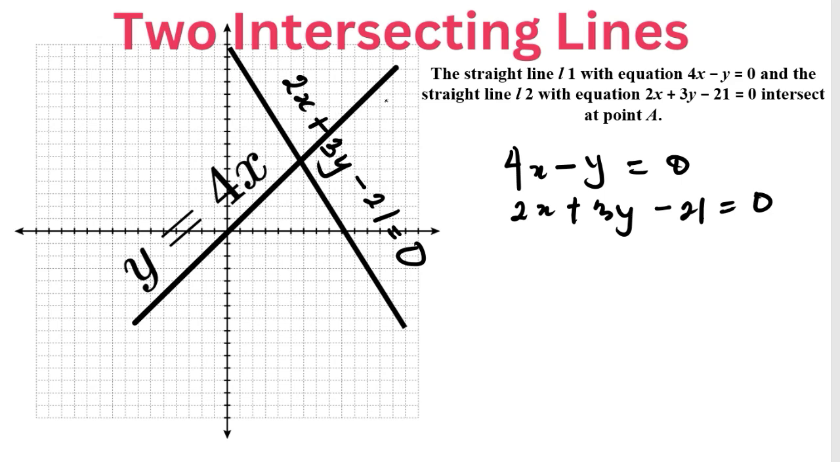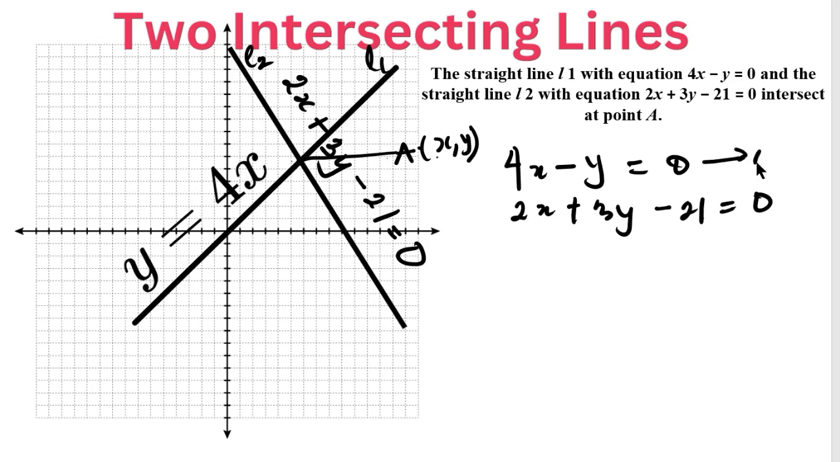I've tried to draw both lines. Here is line 1 and here is line 2. Now we have to find the point of intersection A. That is this point where both lines meet. One unique thing about this point of intersection A is that the value of x and the value of y at this point for both lines is the same. So we can find that point using a simple simultaneous equation.